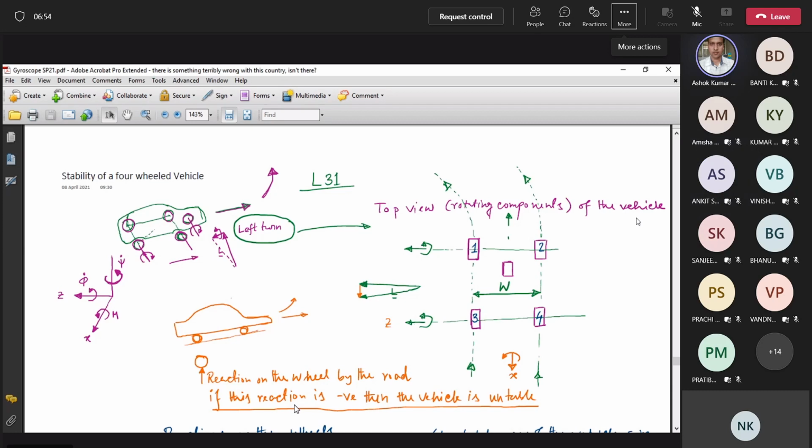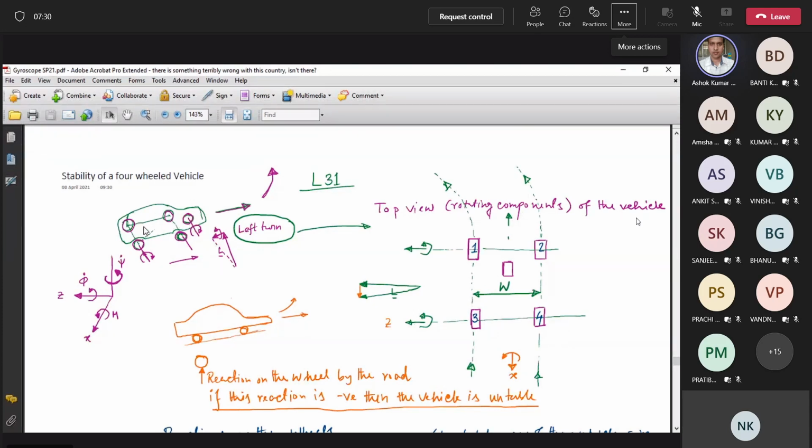So today we will discuss stability of a four-wheeled vehicle. And first of all, what do we mean by stability? I have just drawn a vehicle here. Here you can see a vehicle which has four wheels. These four wheels are there, and sometimes the engine's flywheel is also along this axis. So the rotating components in a four-wheeled vehicle are shown here.